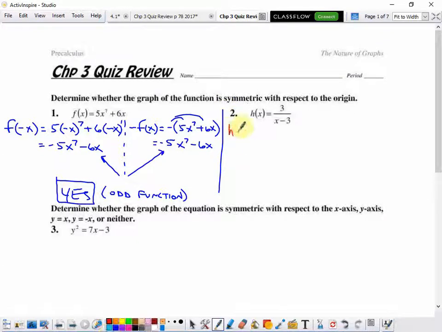Number 2, we start with h of the opposite of x. So that's 3 over negative x minus 3. It can be written the same without the parentheses. So that's h of the opposite of x. We compare that to the opposite of h of x.